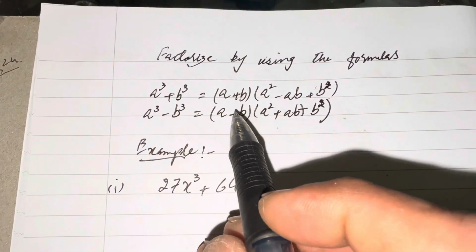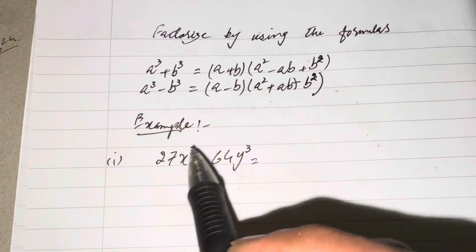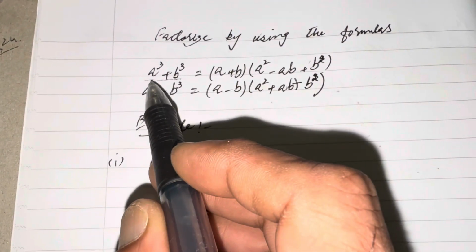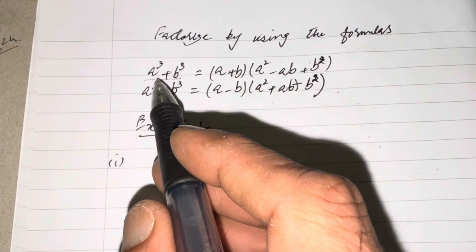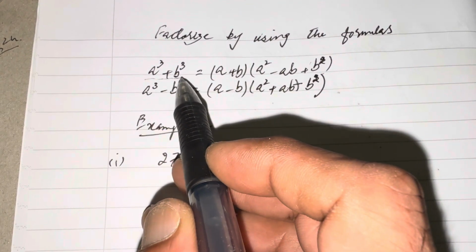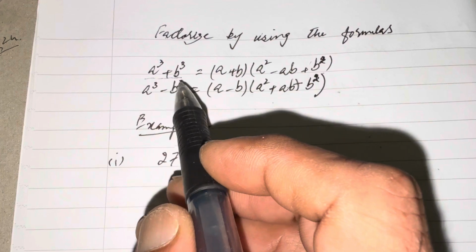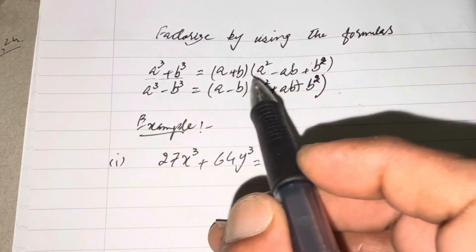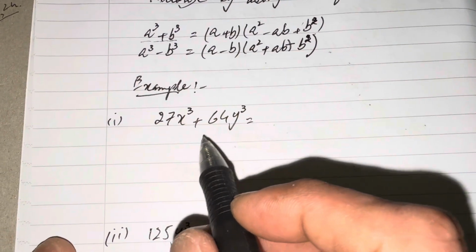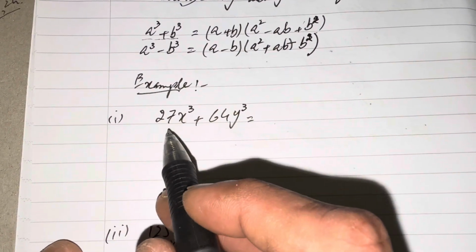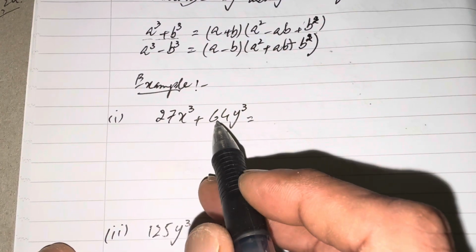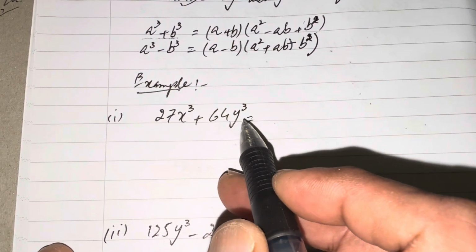And now we are going to take an example related to the first formula, where this formula is showing that two cubic terms are adding with each other, and when we write down in the expanded form, we can write down in this form. So let's start from this example, that showing that 27x cube plus 64y cube.